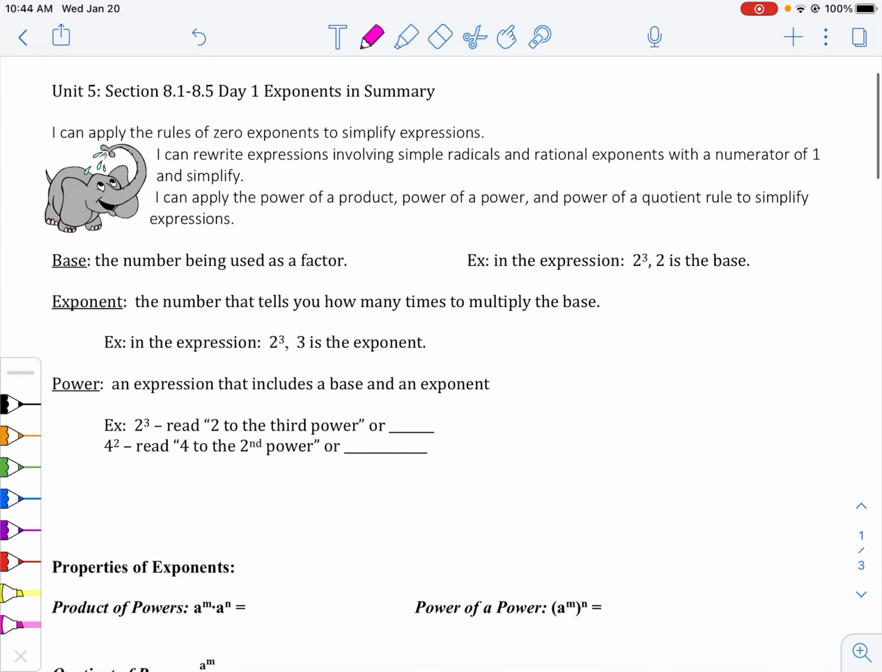Okay, so I am going to talk to you about exponents today. Hopefully this is a reintroduction, not a first time thing, but if it is, we'll make it work and we'll be practicing over the next few days to really master these concepts.